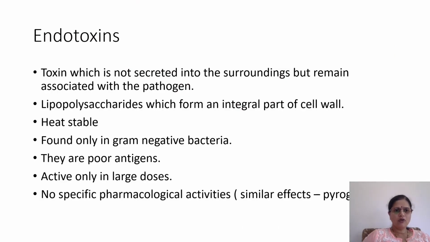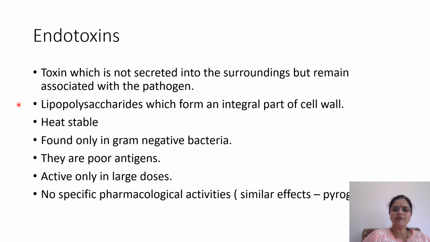The next type of toxins are endotoxins. Toxins which are not secreted into the surroundings but remain associated with the pathogens are called endotoxins. They will be present in association with the pathogen when the pathogen is alive. But once the pathogen dies, they will be released from the cell wall. So these endotoxins are usually an integral part of the cell wall of the pathogen. They will be present associated with the external structure of the cell wall.